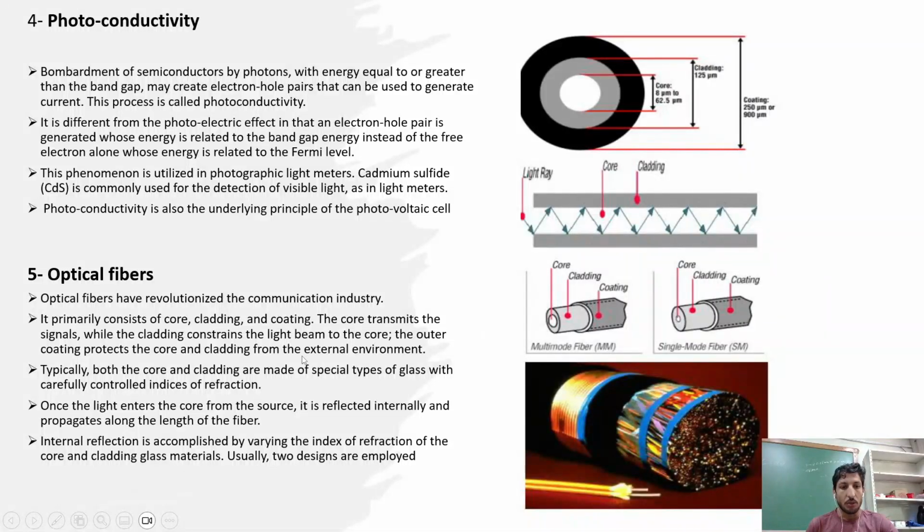The outer coating protects the core and cladding from the external environment. Typically both the core and cladding are made up of a special type of glass with carefully controlled indices of refraction. Once the light enters the core from the source, it is reflected internally and propagates along the length of the fiber. Internal reflection is accomplished by varying the index of refraction of the core and cladding glass material. Usually they design two, for example, the first one is single mode fiber and the second one is multi-mode fiber.